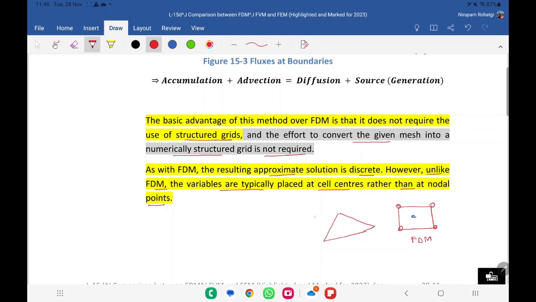In case of FVM, you know the value at this point, and if you want to find any value here or here or anywhere else, you have to interpolate. So both techniques are giving you discrete values, and the remaining portion is being done by interpolation.